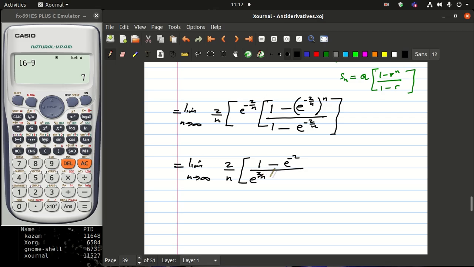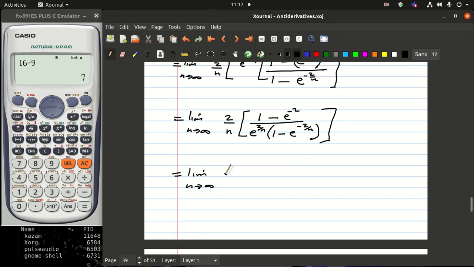It is this thing, times 1 minus e raised to minus 2 over n. And then we proceed and say we have a limit as n approaches infinity of 2 over n. And then inside here, I still have 1 minus e raised to minus 2. And then multiplying by that is going to be e raised to 2 over n.